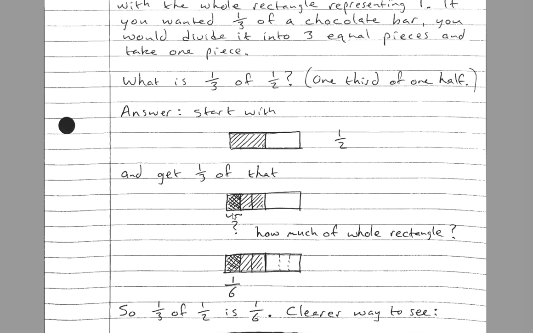So if you only had half of the chocolate bar and you wanted to get 1/3 of that, so divide the half into 3 equal pieces, then each piece is just 1/6 of the original chocolate bar.